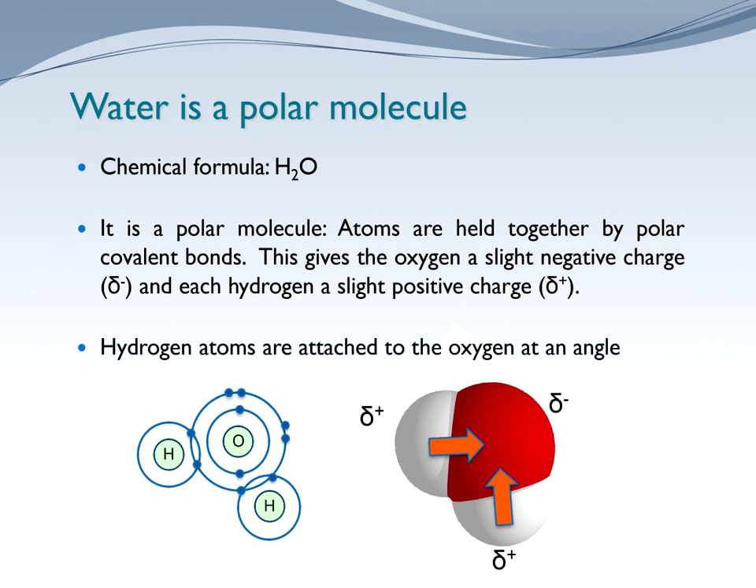These bonds give the oxygen in water a slight negative charge, shown with the Greek letter delta and a negative sign. Each hydrogen atom is left with a slight positive charge, shown with the Greek letter delta and a positive sign. The 2 hydrogen atoms are attached to the oxygen at an angle.